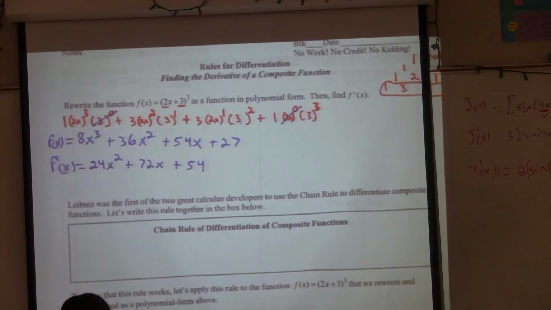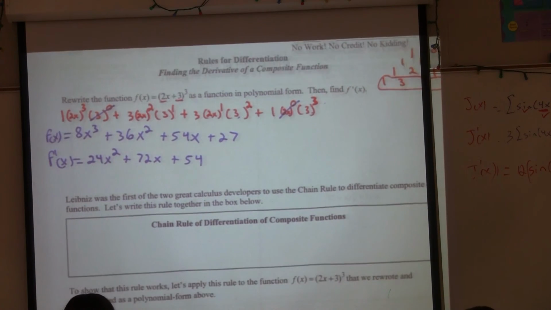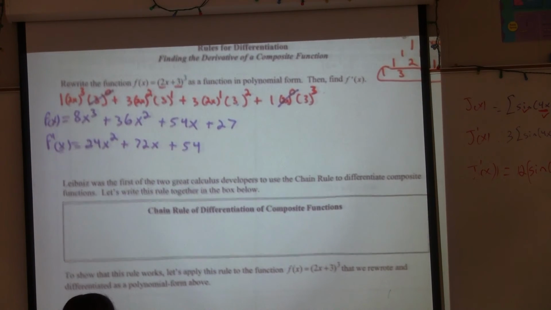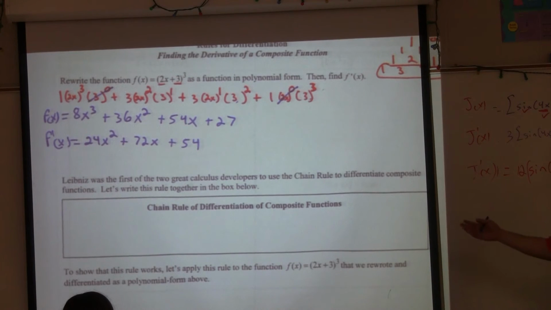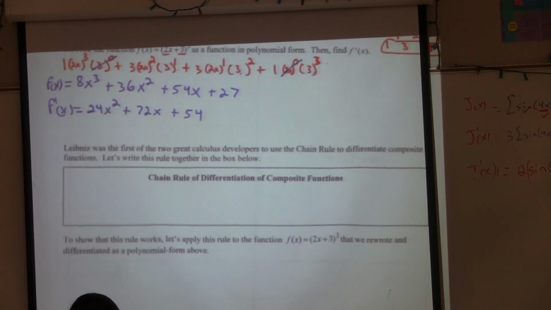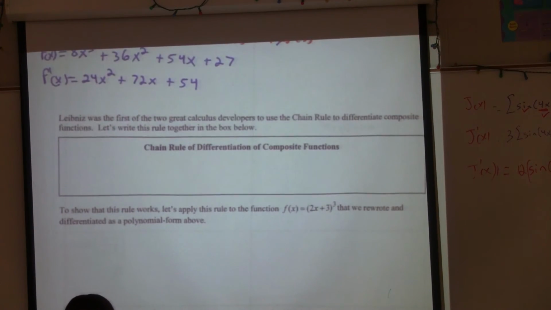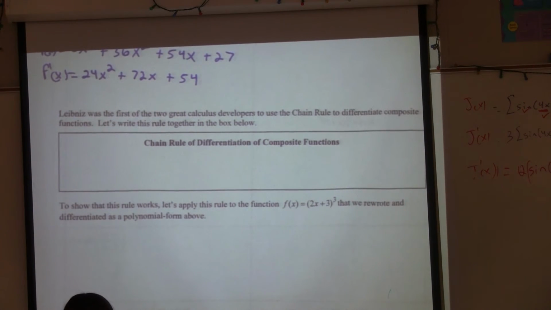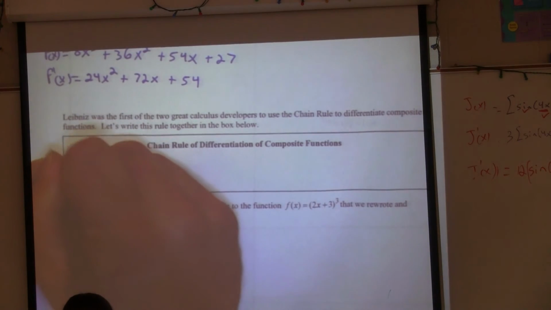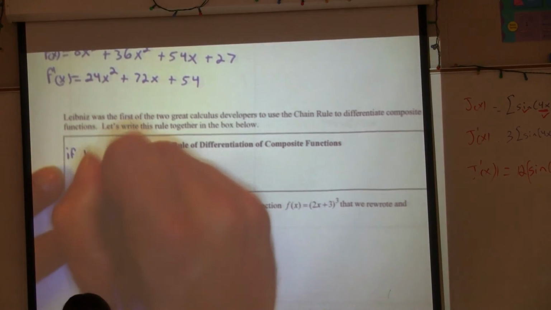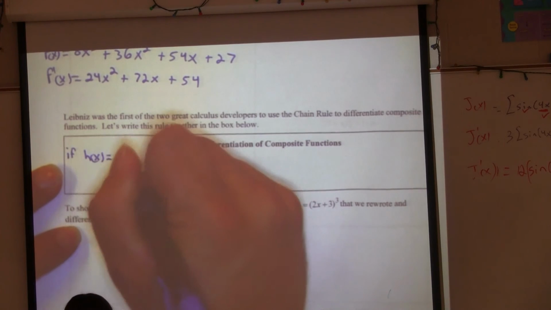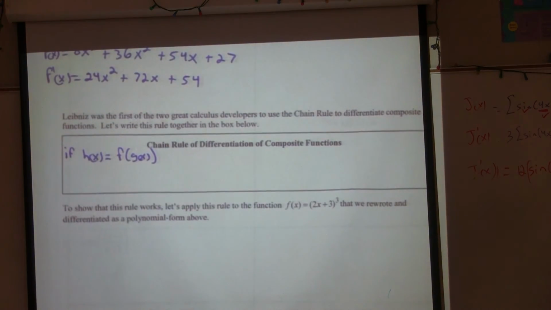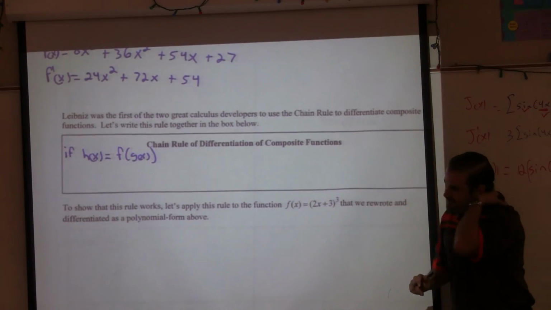Alright, so remember those two mathematicians, Leibniz and Newton? The fathers of calculus? Well, between them two, Leibniz was the first of the two to use the chain rule, okay? So what I'm going to do is write the chain rule, and then we're going to practice it a little bit. We kind of already know what to do, right? So if h of x is equal to f of g of x, notice that it's a composition of a function, right?